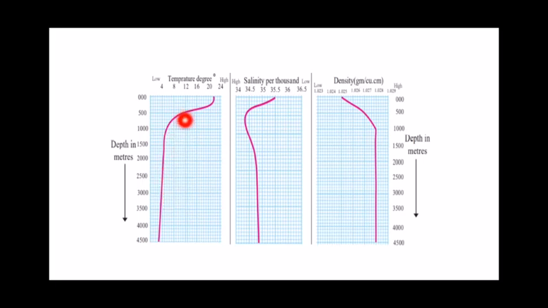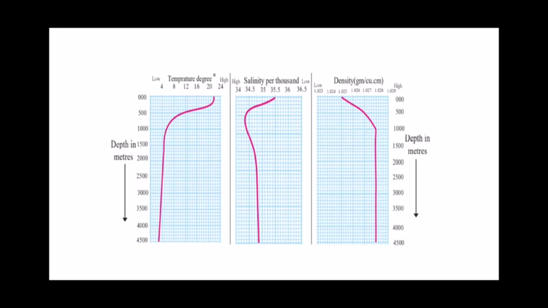Only till 500 you can see there are some curves, like at 0, that is the surface of the ocean or the sea, you can see the temperature is around 20-21. Even the salinity is differing. So all these things, that is temperature, salinity and density, are varying up to 500. After that you can see it is constant.